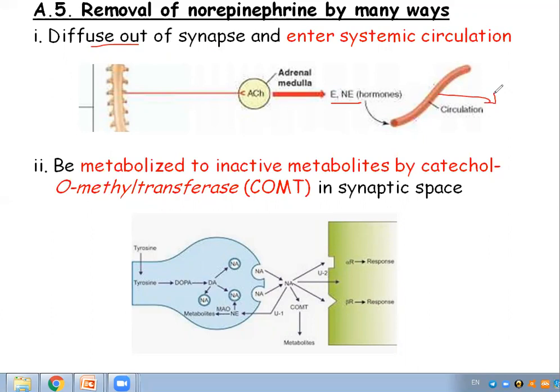The other fate is the metabolism of the noradrenaline or norepinephrine by the catechol O-methyltransferase, into metabolites ready to be eliminated in the urine. And this metabolization by the COMT happens in the synaptic space, as you can see in this scheme.